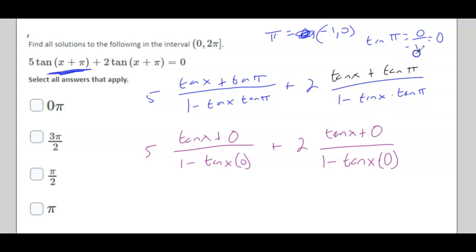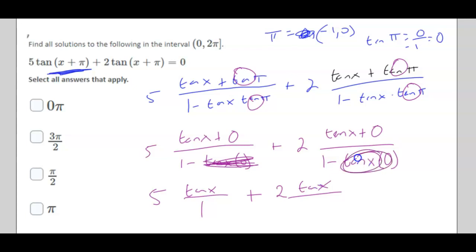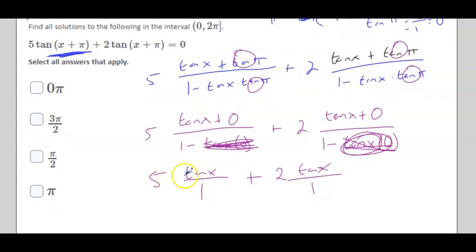Alright, now why 0? Again, because tangent of pi is 0. Now we have 5 times tan, this is tangent. Tangent times 0 is 0. So you just have 1 at the bottom. And then right here, tangent times 0 is 0. So 1 minus 0 is 1. So anyway, keeping it going, tangent over 1 is just tangent. So I have 5 tan plus 2 tan. And remember, all this equals 0, right? So 5 plus 2 is 7 tan. So 7 tan x equals 0.